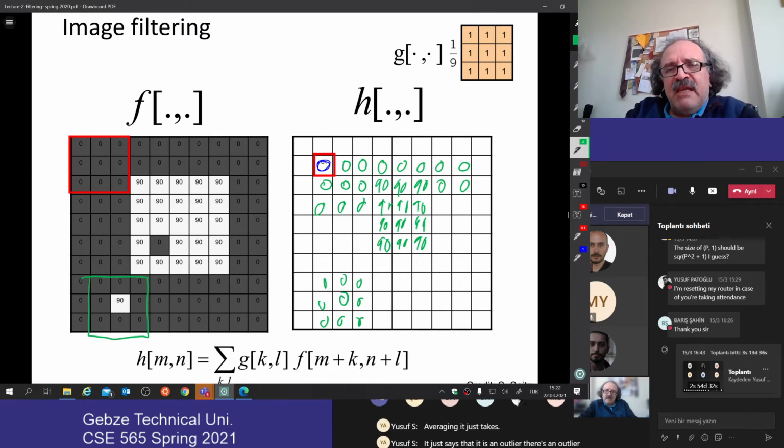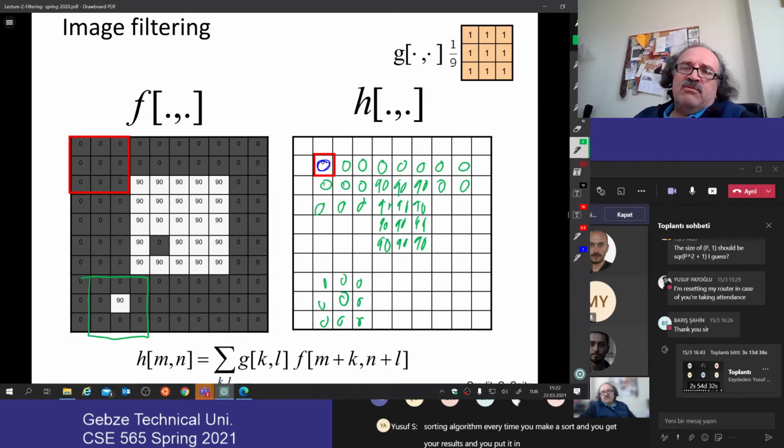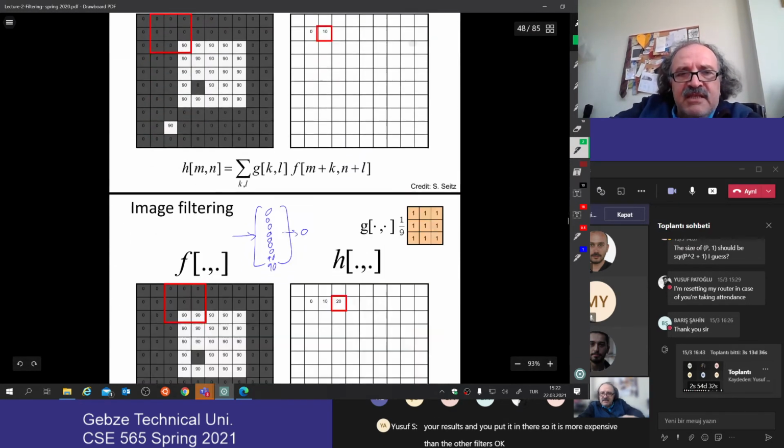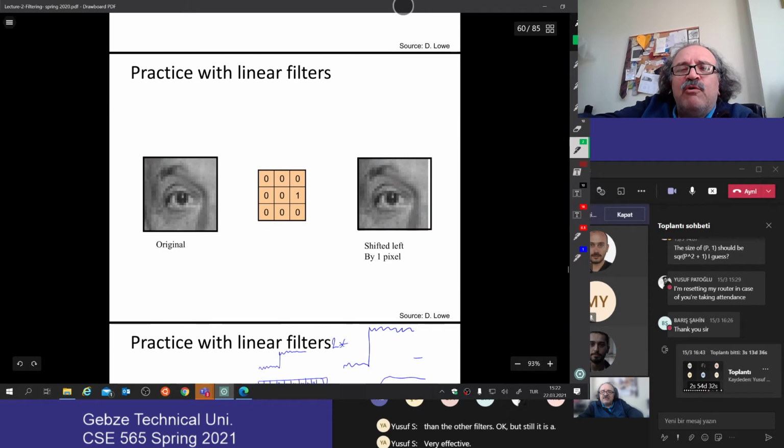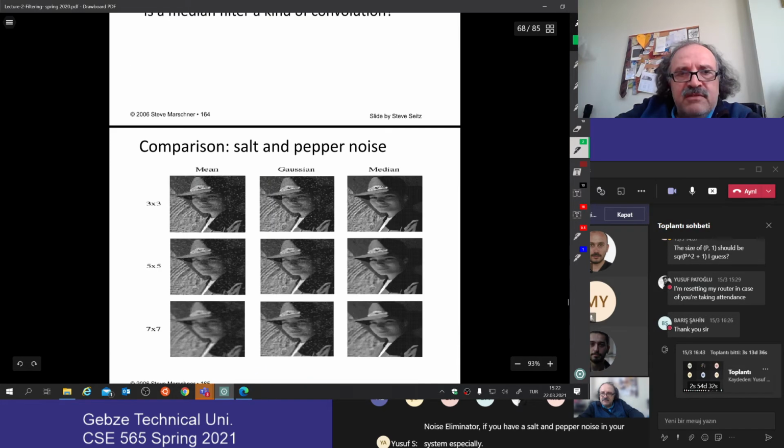So sometimes this is very effective, but median filtering is not a linear filter. Okay, it cannot be implemented using convolution. You have to write a sorting algorithm every time, you make a sort, and you get your result and you put it in there. So it is more expensive than the other filters. Okay, but still it is a very effective noise eliminator if you have salt and pepper noise in your system, especially. Okay, median filter.